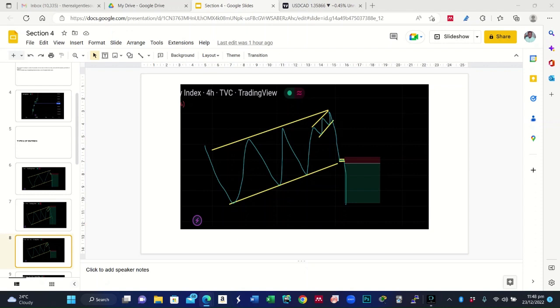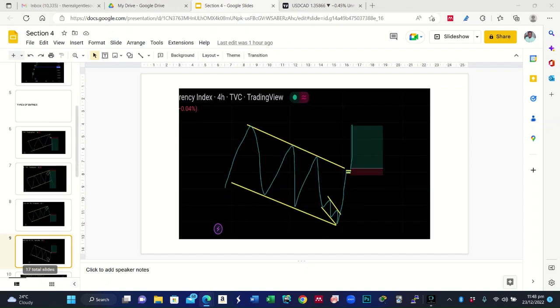So I purposely uploaded these images so it will be easier for you to check later. Let's go to the next one.